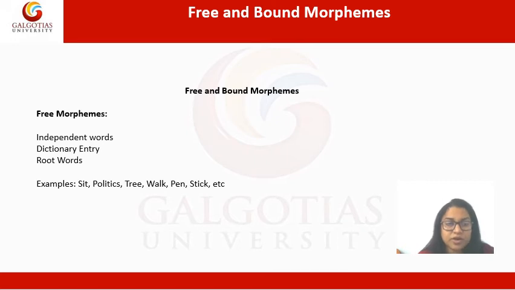The first form of any word is considered the free form. If you have pen, then pens, the first form, pen, is the free morpheme. Free morphemes can be of two types: content words and function words. Content words belong to the major parts of speech: noun, verb, adjective, and adverb.